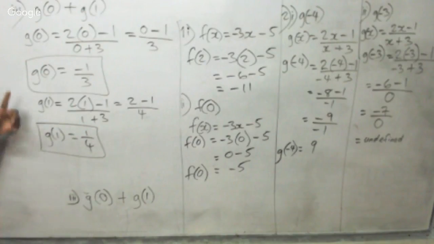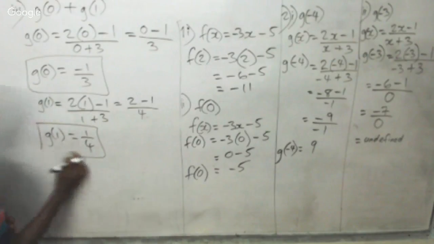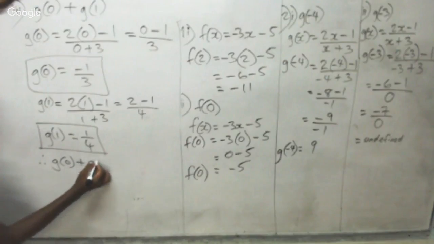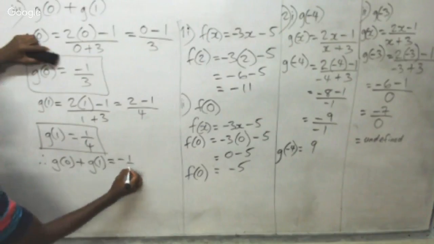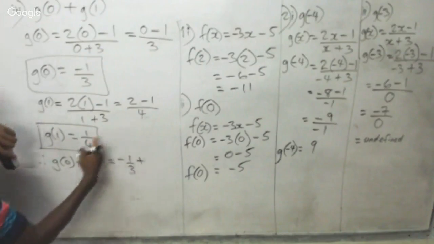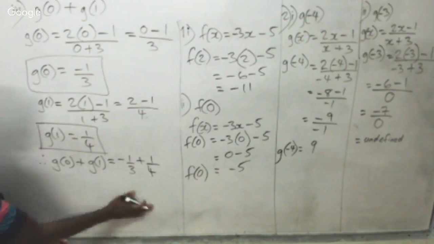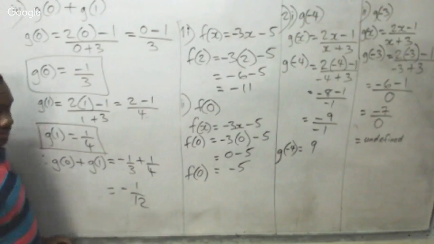What are we going to do with these two? Add them. So, therefore, G of 0 plus G of 1 is equal to what? This negative 1/3 plus that's a quarter. Equals what? Negative 1.